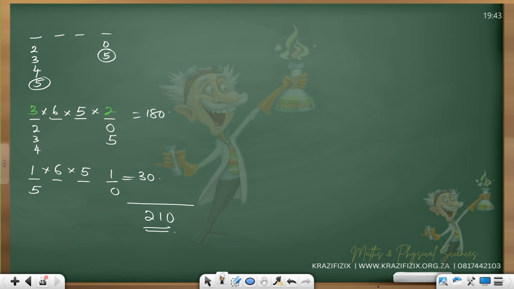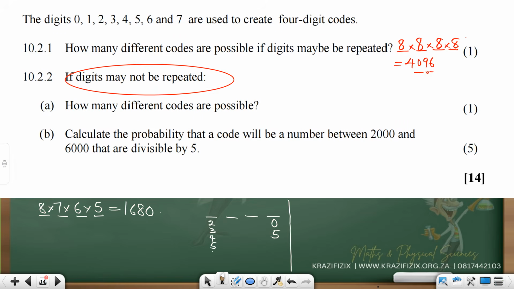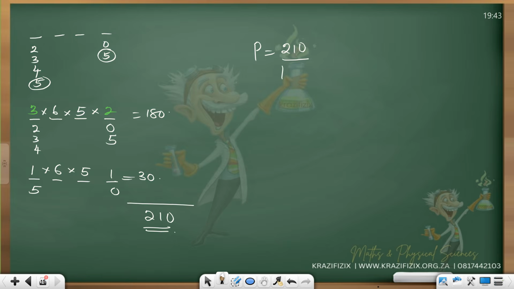But the examiner is asking for what? Probability. So probability therefore will be 210 over our sample space. Don't go to the sample space of A. Go to the sample space if digits may not be repeated. 1680. Simplify your answer and we're done. 0,125.